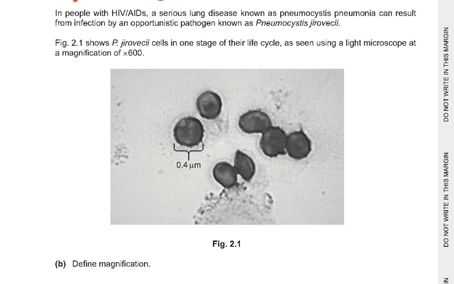In people with HIV/AIDS, a serious lung disease, Pneumocystis pneumonia, can result from infection of an opportunistic pathogen known as Pneumocystis jirovecii. Figure 2.1 shows P. jirovecii cells in one stage of their life cycle as seen using a light microscope at a magnification of x600. And this is 0.4 micrometer in diameter.